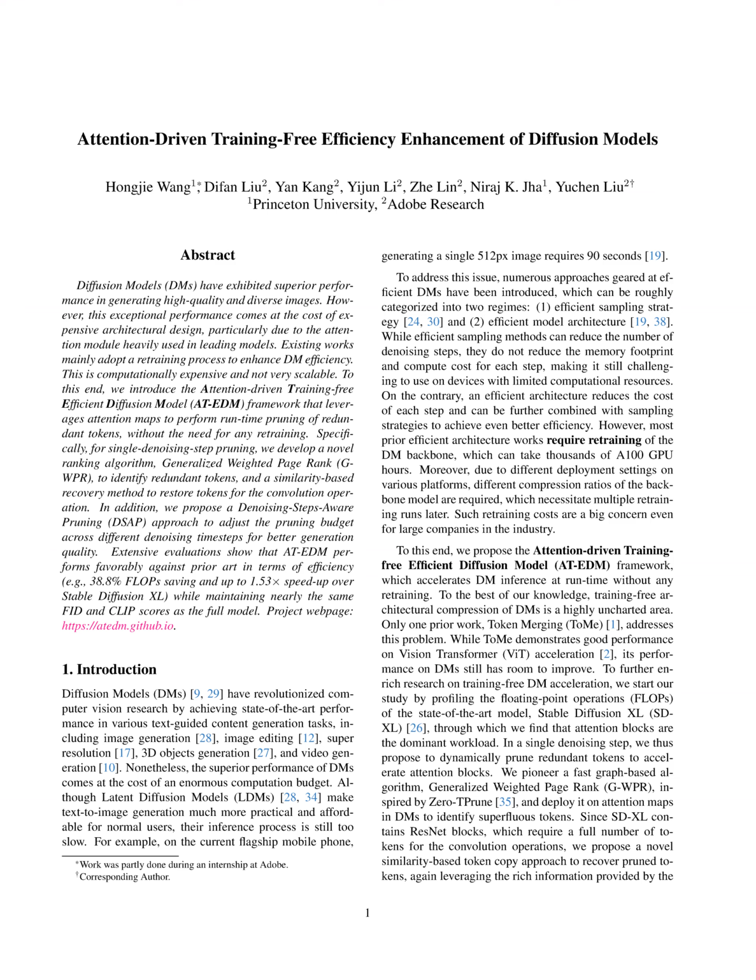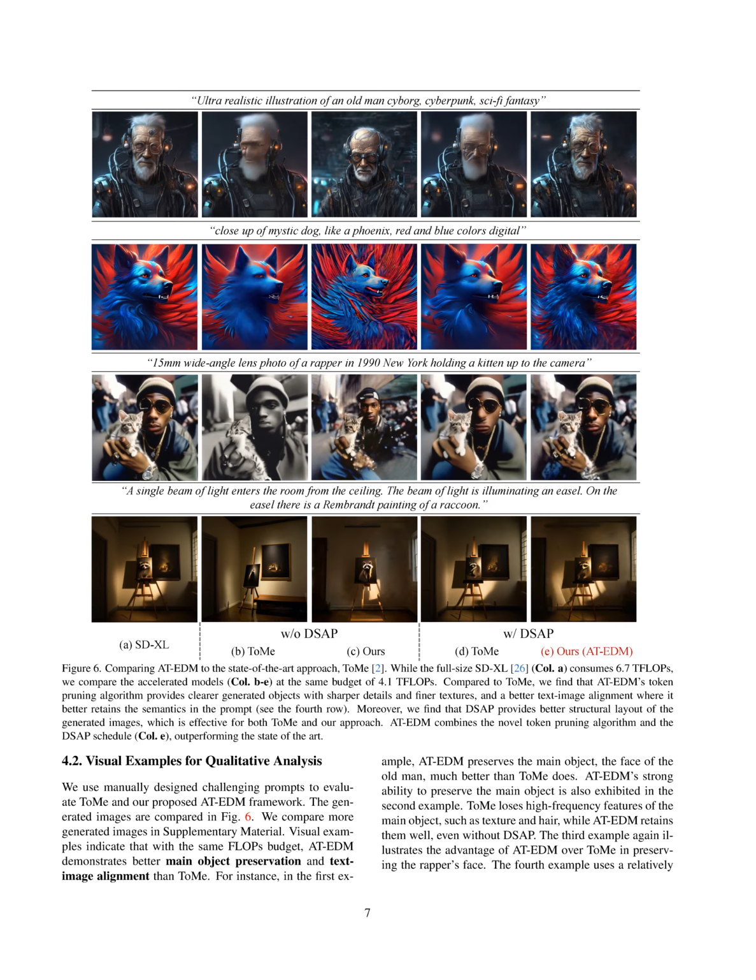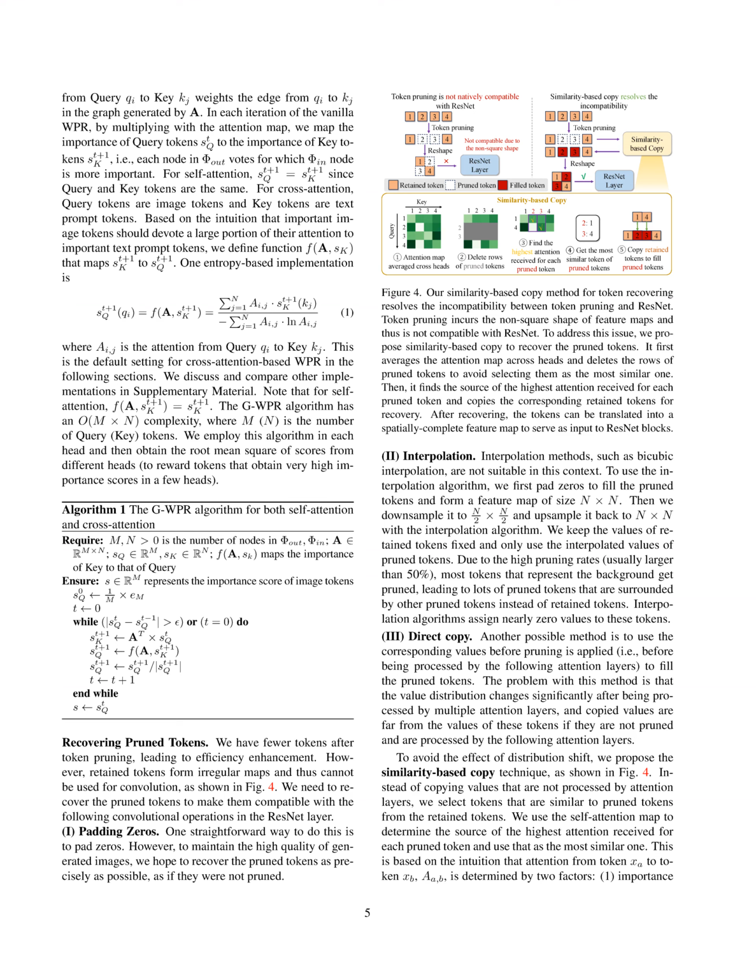2. Dynamic pruning. By dynamically pruning redundant tokens, the GWPR algorithm accelerates attention blocks in the model, leading to faster inference without compromising image quality. 3. Compatibility. The GWPR algorithm is compatible with both self-attention and cross-attention, making it versatile and suitable for different types of attention mechanisms used in the model. 4. Improved image quality. The GWPR algorithm helps maintain high image quality by ensuring that important tokens are retained while removing redundant ones, resulting in clearer objects with sharper details and better text-image alignment.